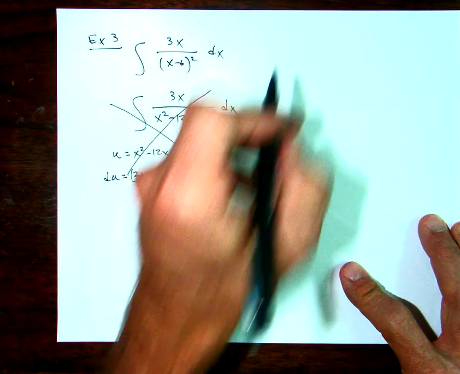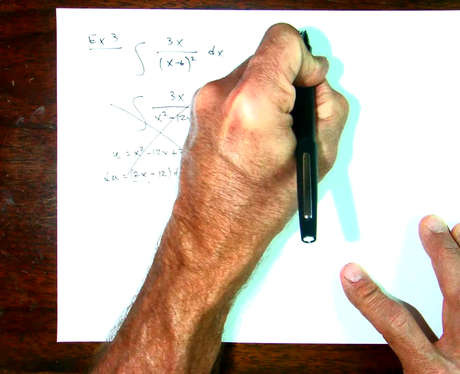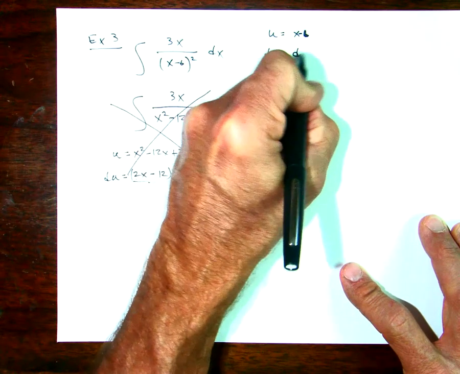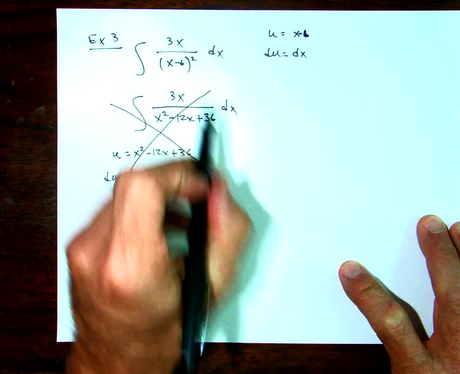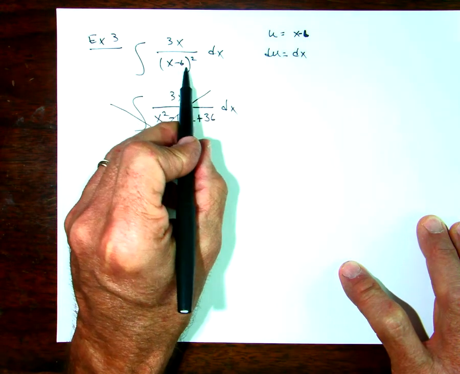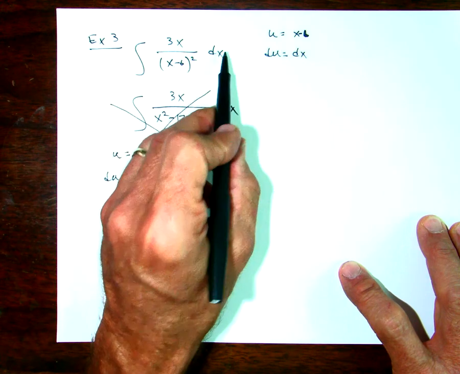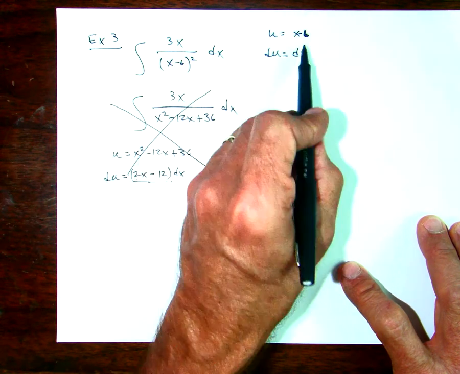So let's let u equal x minus 6. Then du is just dx. So that's fine as far as covering. Now I've got a u squared down here, and the dx is covered with the du. But what about the 3x? How do I get that in terms of u? Well, right there.